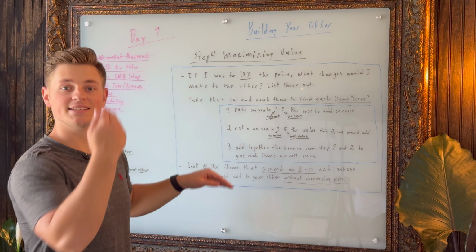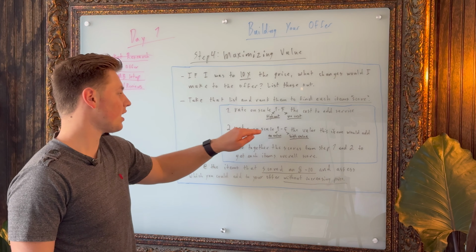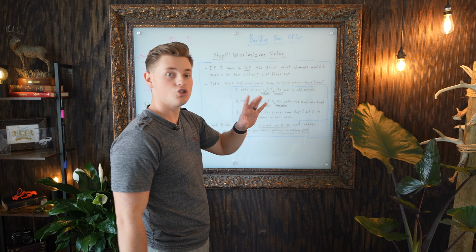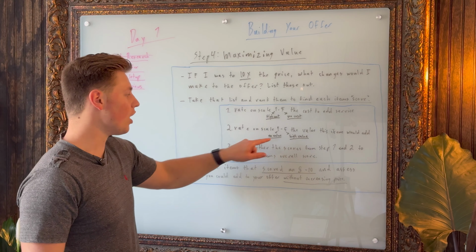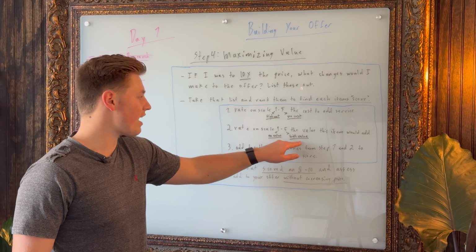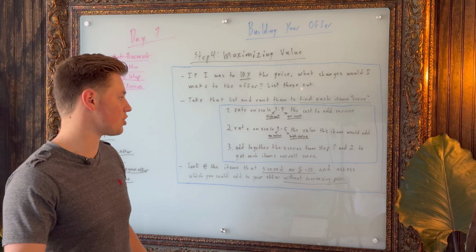Number 2, next to that, I want you to do another column of numbers, rating on a scale of 1 to 5, the value this item would add to your offer. In this case, 1 is absolutely no value, zip, zilch, nada. 5 is very, very high value, very likely that this would be a good addition, okay?